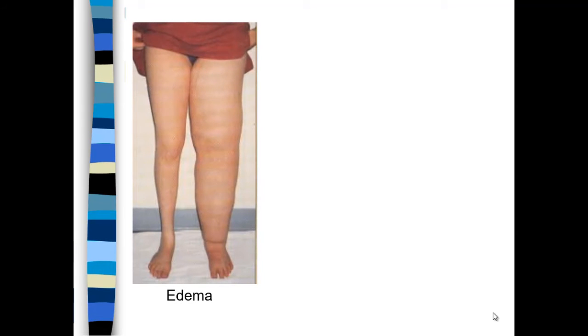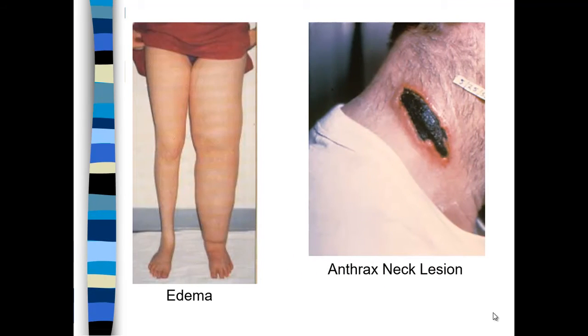Okay, here's a very, very profound case of edema, where one leg has some type of infection, the other one does not. Here's an anthrax neck lesion. Again, anthrax produces exotoxin, and the exotoxin is basically what's called a lethal factor, and it just kills cells.